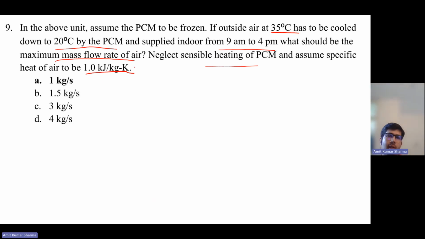So you have been given some conditions: outside air at 35 degrees centigrade has to be cooled down to 20 degrees centigrade by the phase change material and supplied indoor from 9 a.m. to 4 p.m. So what should be the maximum mass flow rate of air? You have also been given the specific heat of air as 1.0 kilojoule per kg Kelvin. So let me know the answer.